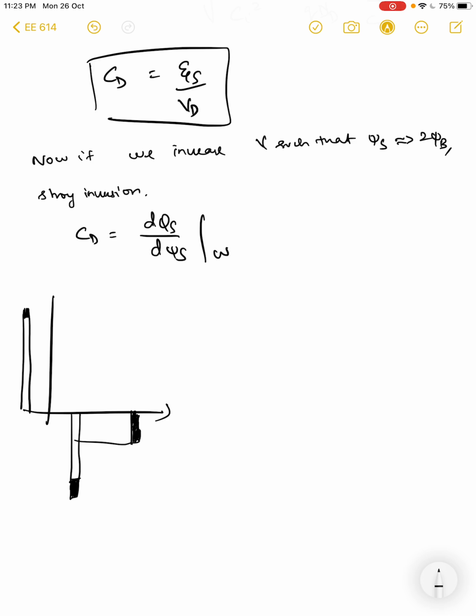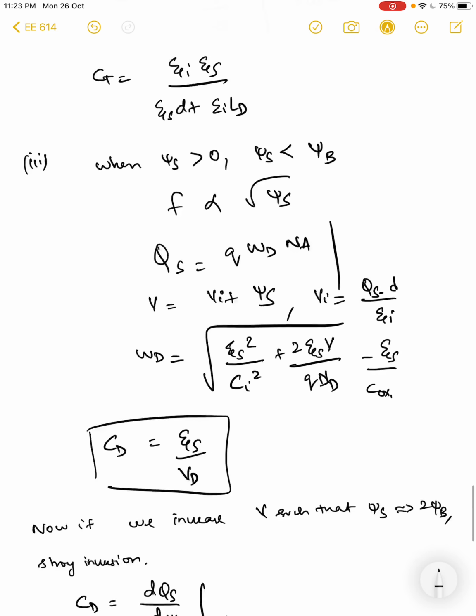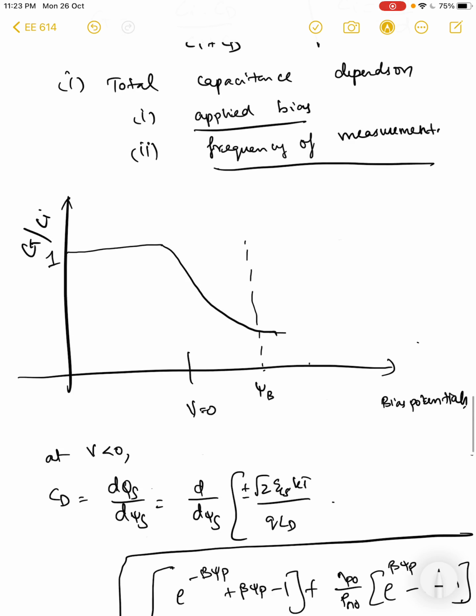So basically, you are not able to generate the minority carriers at the rate at which the capacitance is measured, right? So at low frequencies, you will have the capacitance which will again rise up. So this is what is called strong inversion. Right? At low frequencies, you actually have strong inversion.